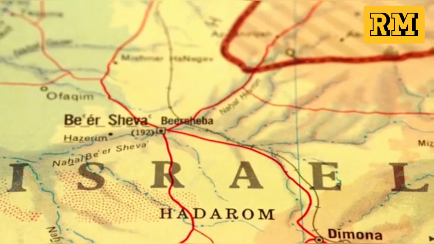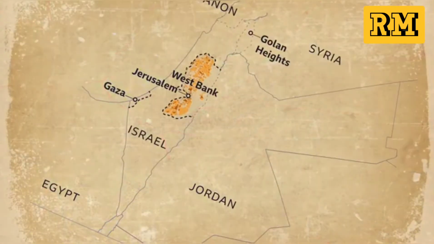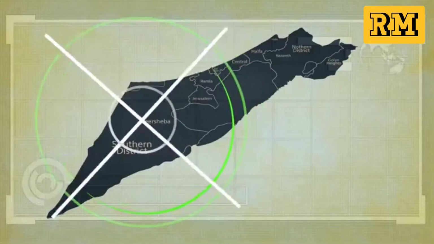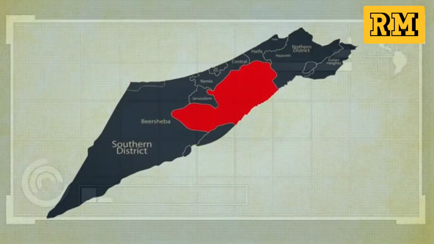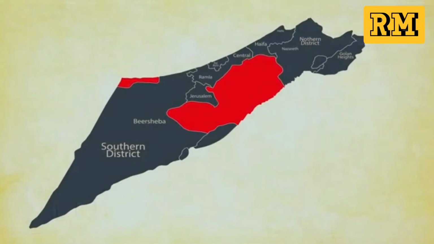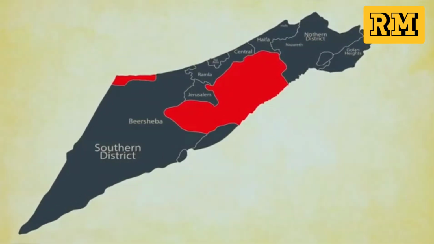The borders of Israel are clearly defined, but the boundaries of Palestine are difficult to establish. Theoretically, Palestine includes the West Bank and the Gaza Strip. However, control over this region is complex and constantly evolving.